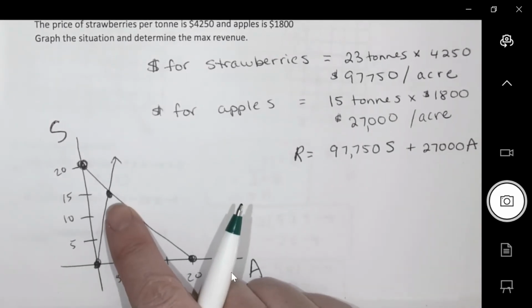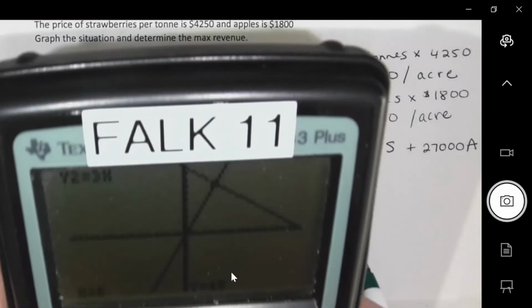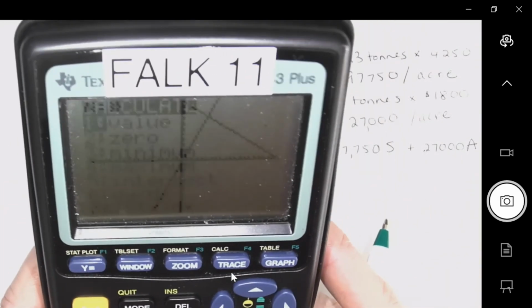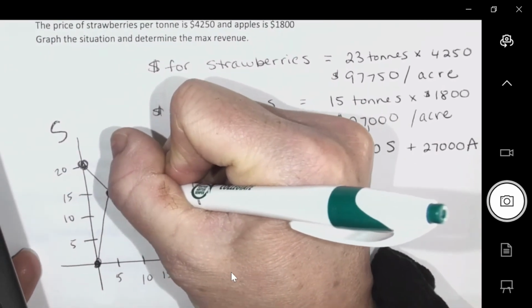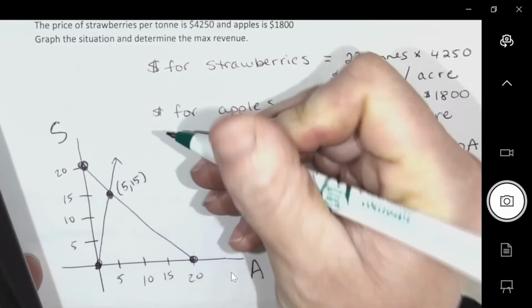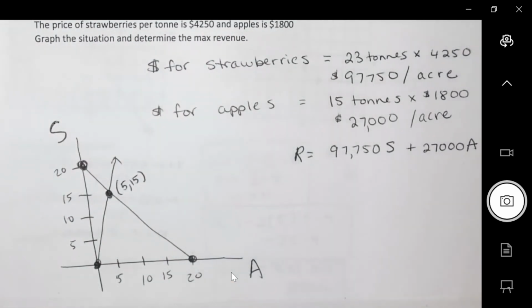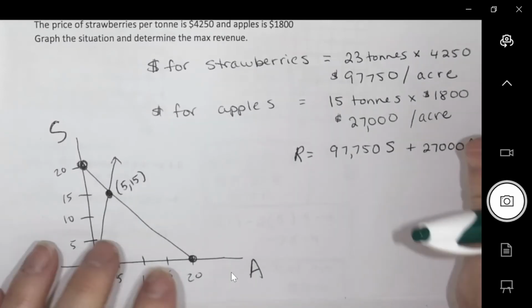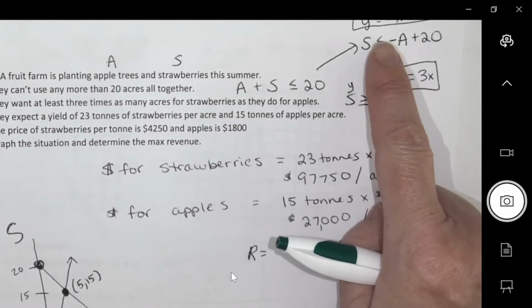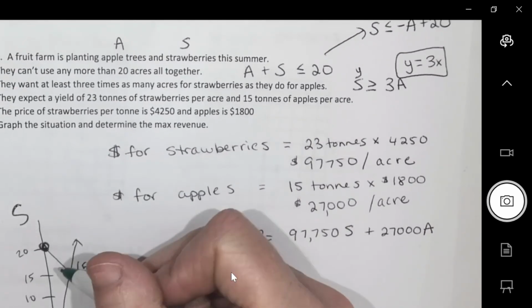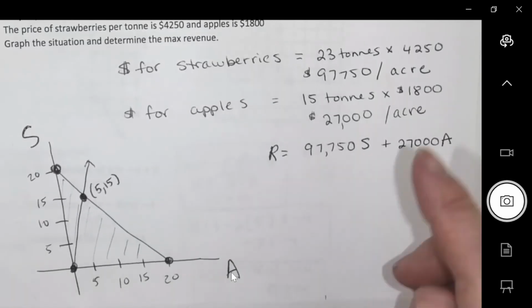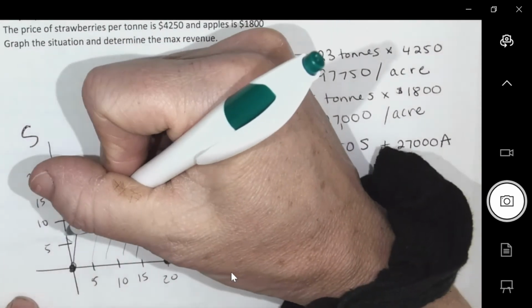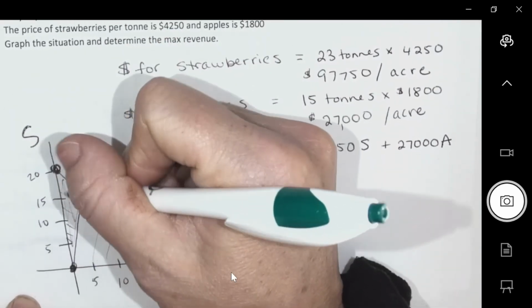Okay, let's get this intersection point because we have it on our calculator. So second calculate intersection, and then we just go enter, enter, enter. And it was right there. Five comma 15. Okay, let's talk about our lines. Less than that line. So that first line, we want it to be below it. And then the second line, we want it to be above it. So this is my zone.